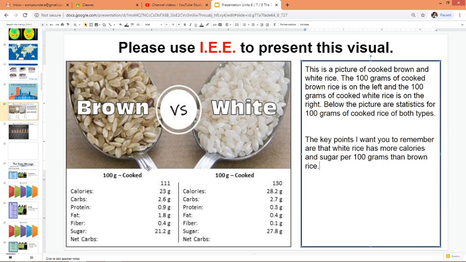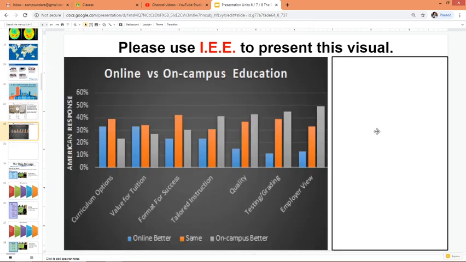IEE. This one I'm going to send home with you. This one is about online versus on-campus education. That's something you're doing right now, so you have personal experience. But I want you to explain this visual, not your own personal experience. Here's a title, and this is the American response.